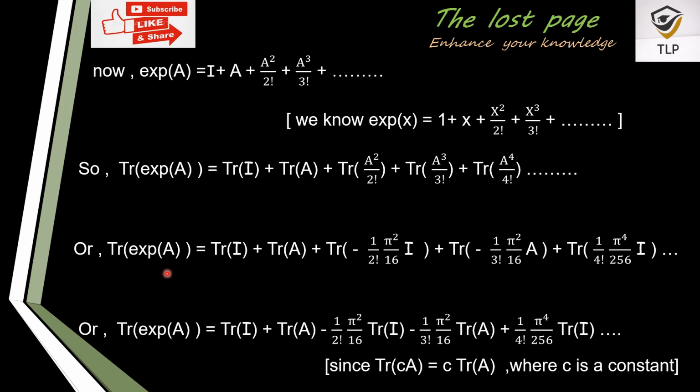So trace of exponential A will be trace of I plus trace of A plus trace of minus 1 by factorial 2 pi square by 16 I plus trace of minus 1 by factorial 3 pi square by 16 A plus trace of 1 by factorial 4 pi to the power 4 by 256 I. Or trace of exponential A will be trace of I plus trace of A minus 1 by factorial 2 pi square by 16 trace of I minus 1 by factorial 3 pi square by 16 trace of A plus 1 by factorial 4 pi to the power 4 by 256 trace of I, since we know that trace of CA equals C into trace of A, where C is a constant.